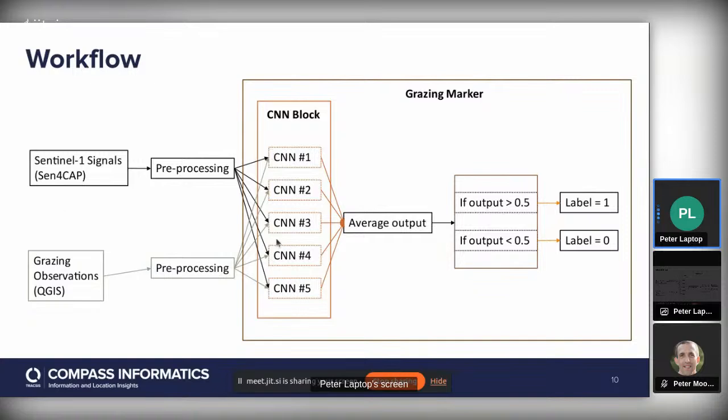These 5 outputs are averaged to get an average probability, to which this threshold is applied. So if the probability is above 0.5, it gets a label of 1, and vice versa.